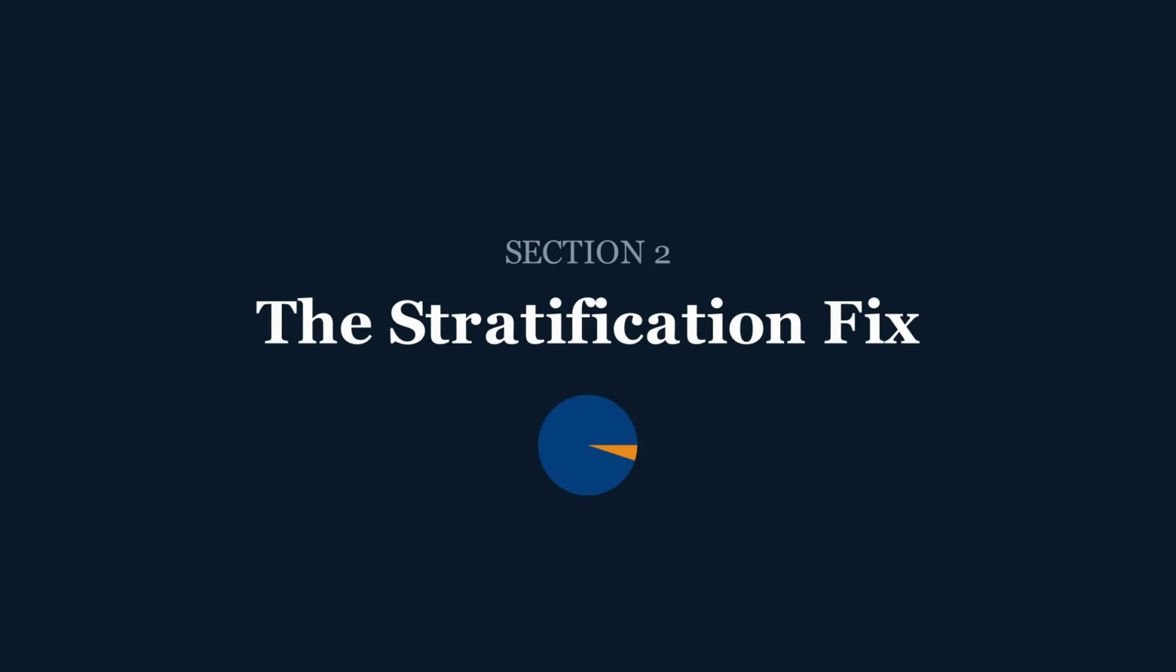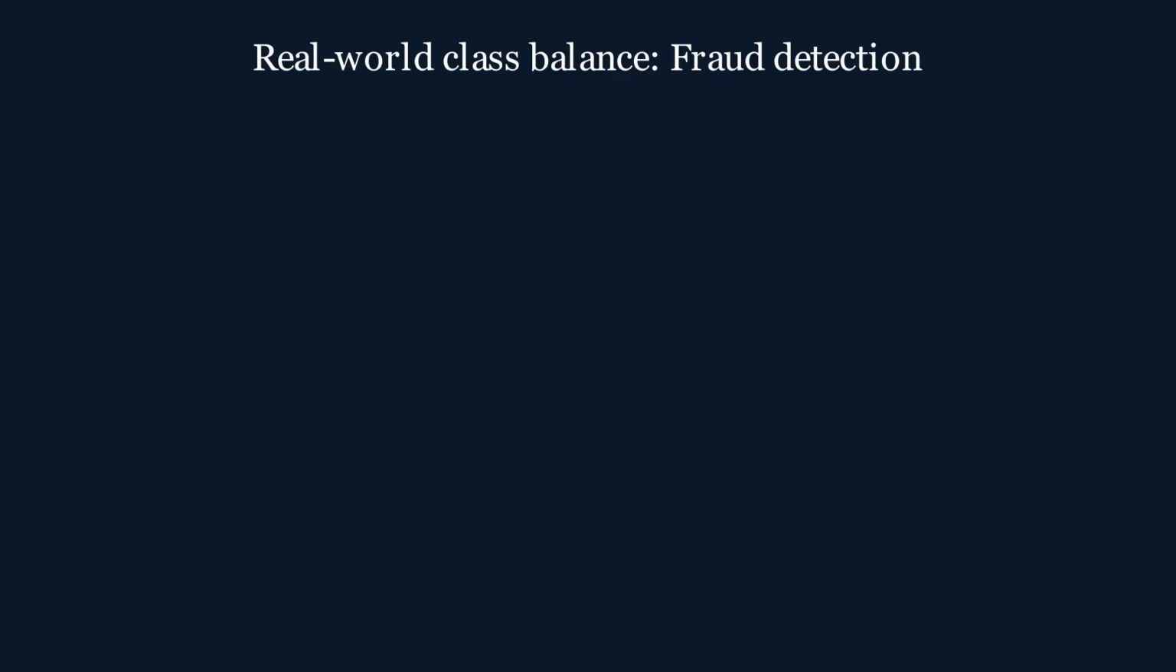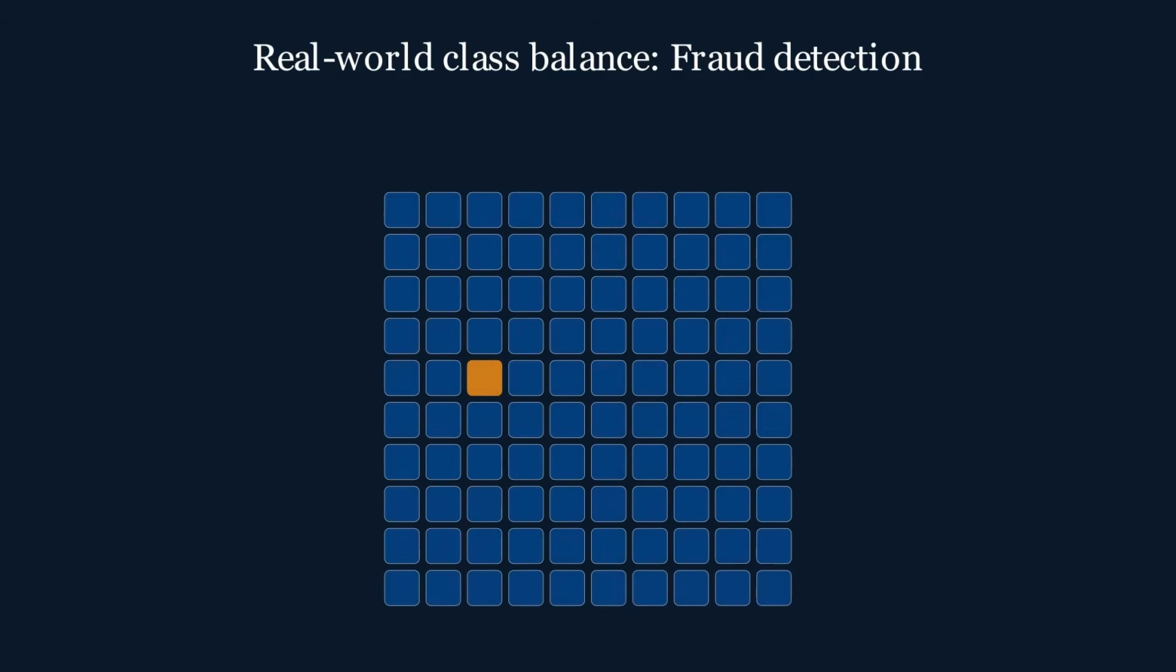Alright, so k-fold solves the shuffle luck problem. But there is a second, subtle trap, and it shows up the moment your classes are unbalanced. Think about fraud detection. In a real transaction dataset, maybe 1% of transactions are fraudulent, and 99% are legitimate. Now, imagine you're doing 5-fold cross-validation and, by pure chance, one of your folds ends up with 0 fraud cases in it. Your model scores 100% on that fold, because it just predicted not fraud for everything and happened to be right. That's not skill, that's a statistical accident.